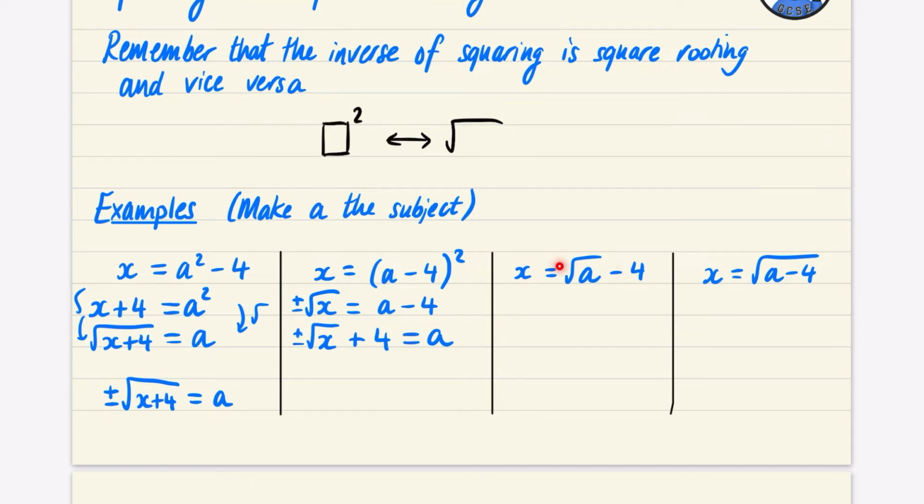Okay, so this time you can see it's more similar to this first example. The first thing I'm going to do is add the 4 because the square root is only applying to the A. And then I need to do the inverse of square rooting, which is squaring. Now, if you just do x squared plus 4 squared, that is not how you square it. You have to square the whole side. So it is x plus 4 squared. And that is equal to A.